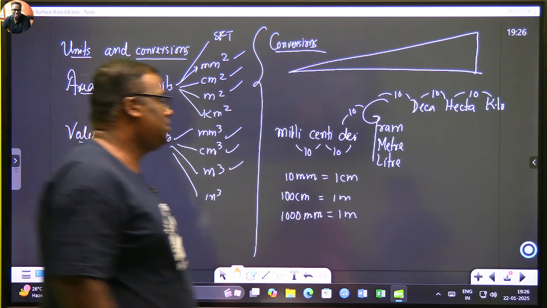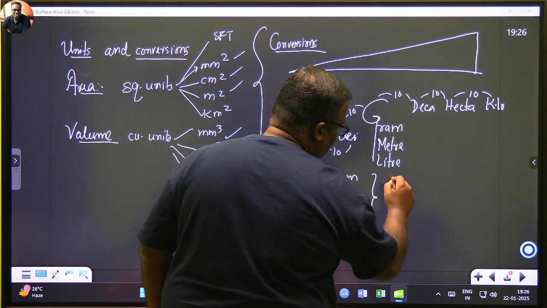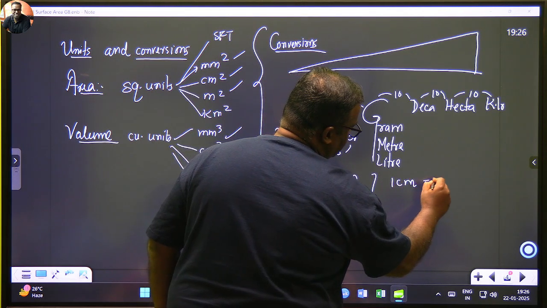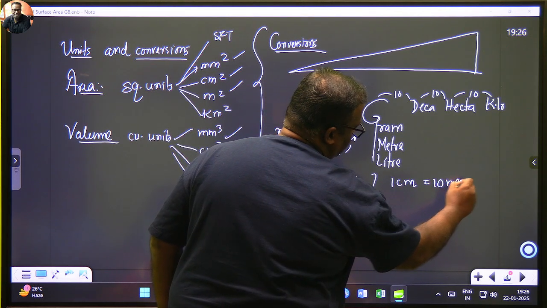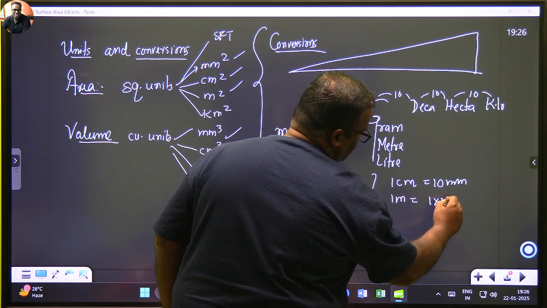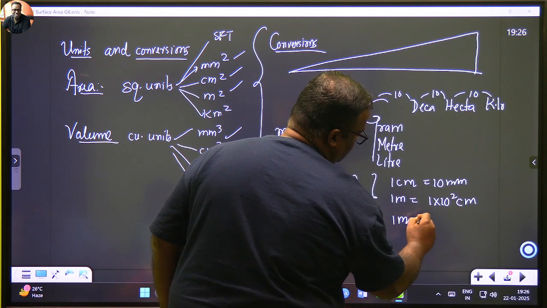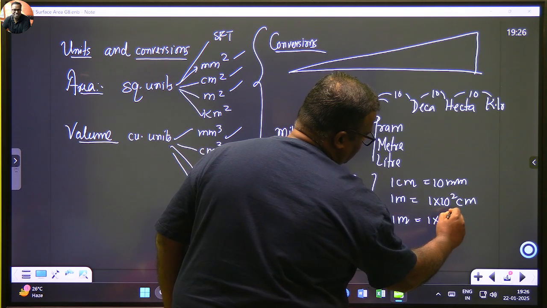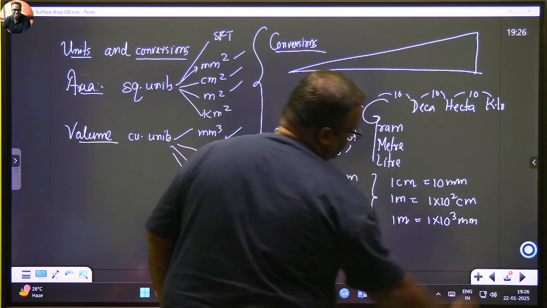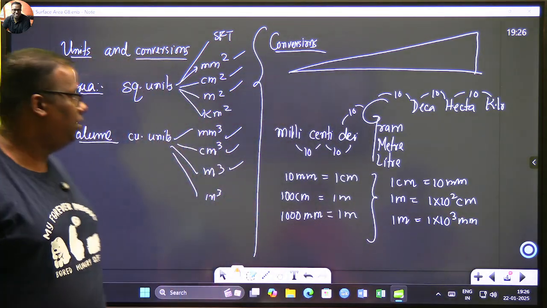But I always say that you should always use exponents also. It makes your life easy. 1 centimeter is 10 millimeter. 1 meter is 1 into 10 to the power 2 centimeter. 1 meter can also be written as 1 into 10 to the power 3 millimeter. Understood?